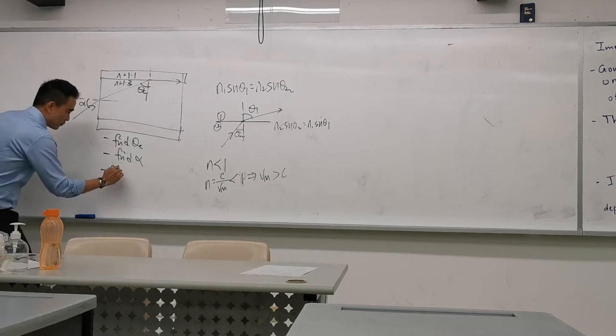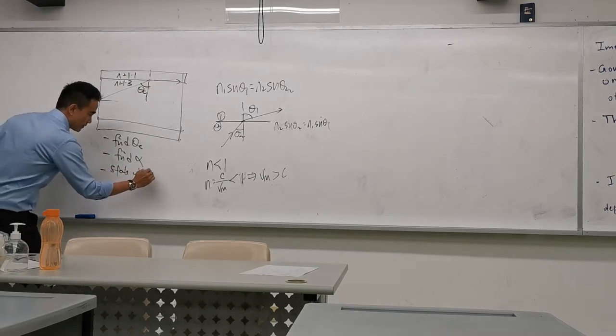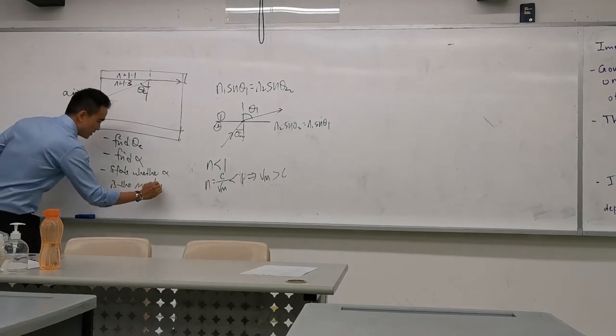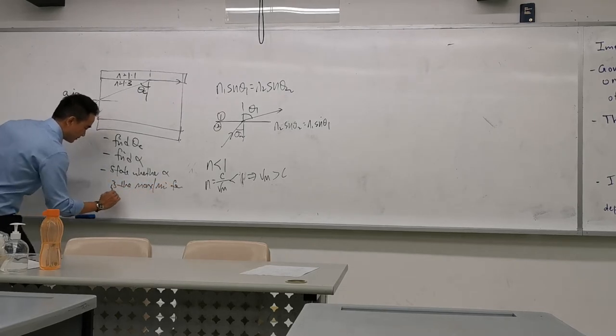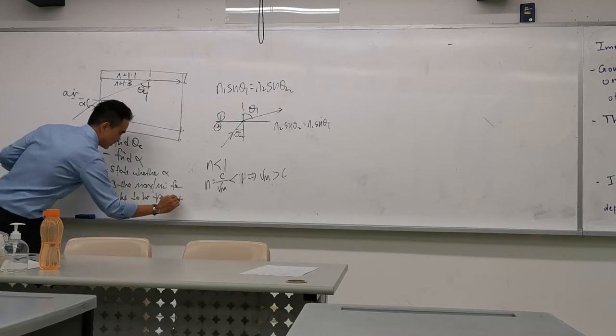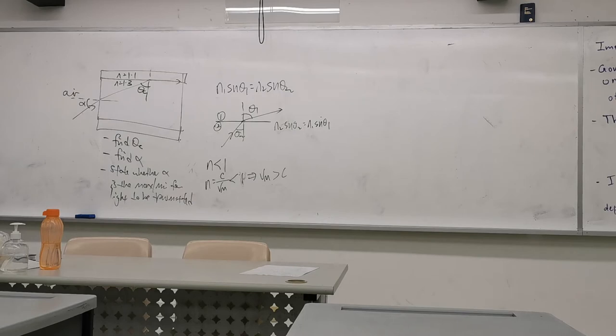And lastly, state whether alpha is the maximum or the minimum for light to be transmitted. Can you give it a try?